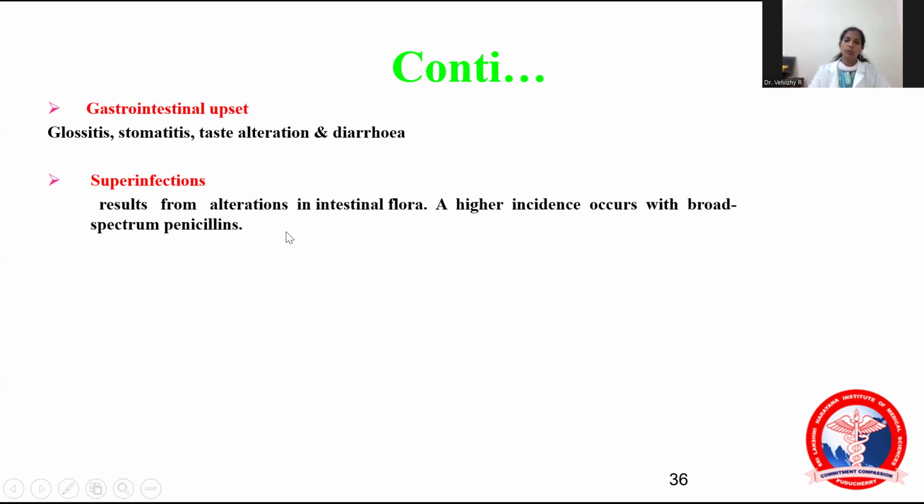And the third one is superinfection. Superinfection is mainly due to damage of the intestinal flora by some antibiotics. So antibiotic induced diarrhea is called superinfection. If you give penicillin, the chance of producing superinfection is high with this group of drugs. And if the patient has developed superinfection, you have to treat with oral vancomycin and metronidazole.